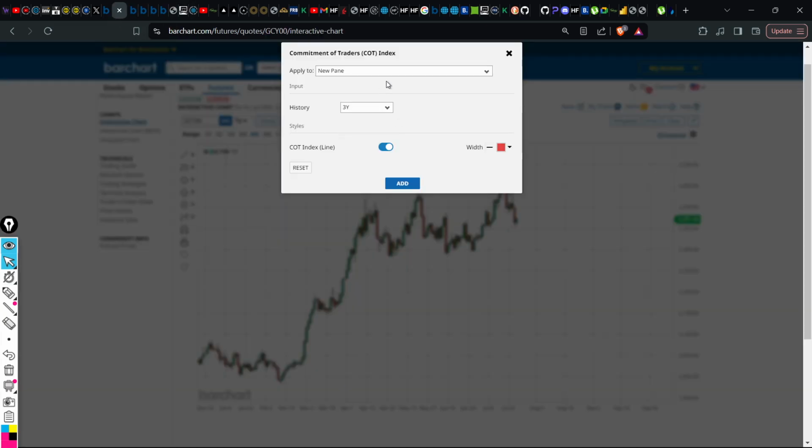And now you can choose a time window. Since we are looking at a trend from around 2022, between 2022 and now, that's around 3 years. Now you can add the CoT index line, new pen. Let's add it on top of the chart. All right. And you can see.